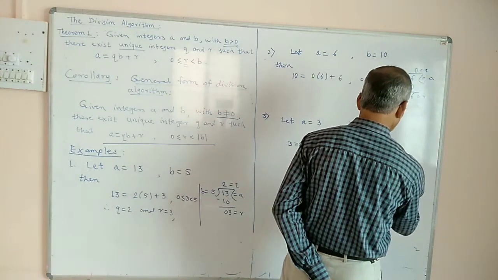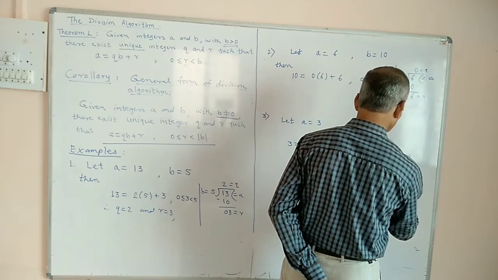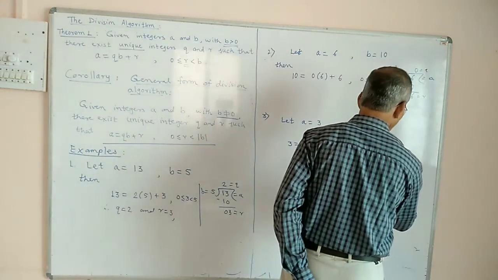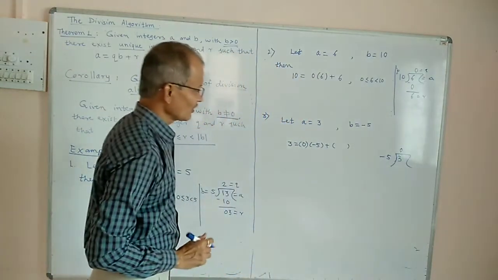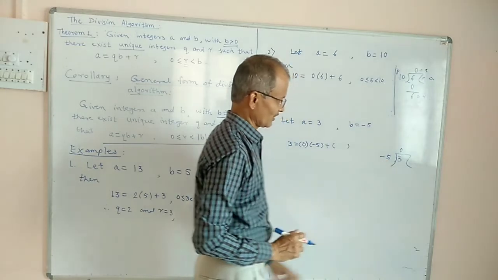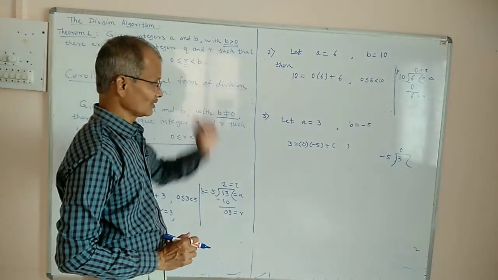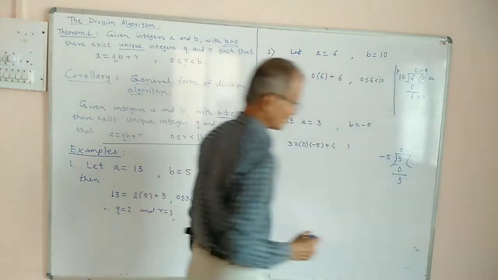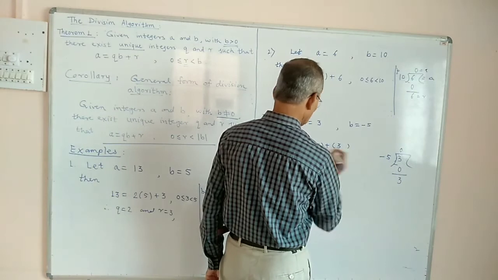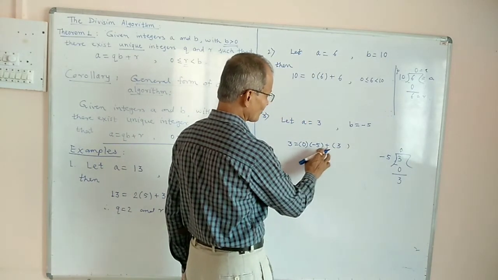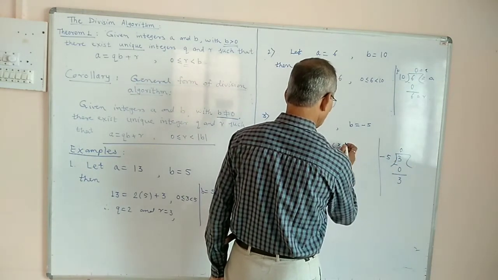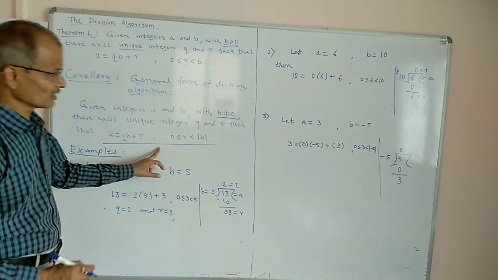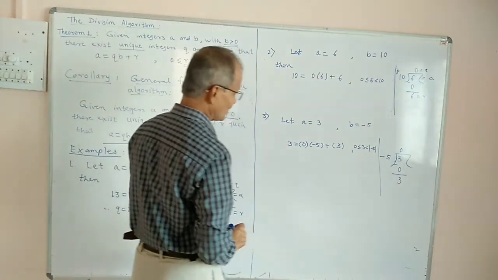3 is divided by -5. Now if you consider the quotient as 0, because this number is numerically less than this number, in this case we should consider the quotient as 0. And now what is the remainder? The product here is 0, the difference is 3, so it is alright. Then we have this as 3. So 3 is equal to 0 into -5 plus 3, and then 0 is less than or equal to 3 is less than mod -5. This condition is satisfied. So this is the case when A is 3 and B is -5.